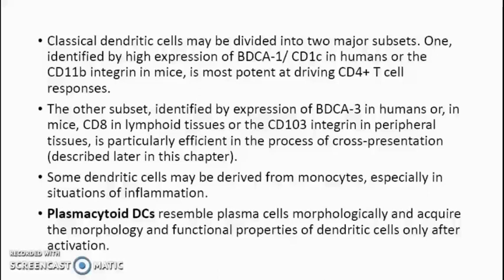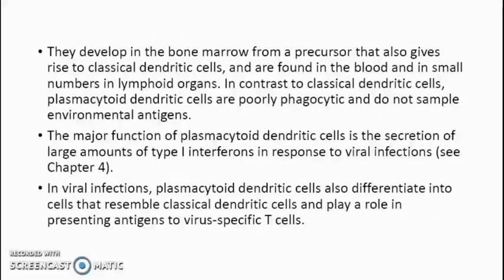Some dendritic cells may be derived from monocytes, especially in situations of inflammation. Plasmacytoid dendritic cells resemble plasma cells morphologically and acquire the morphology and functional properties of dendritic cells only after activation. They develop in the bone marrow from a precursor that also gives rise to classical dendritic cells and are found in the blood and, in small numbers, in lymphoid organs.